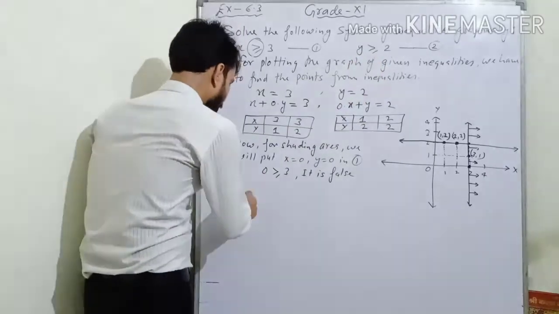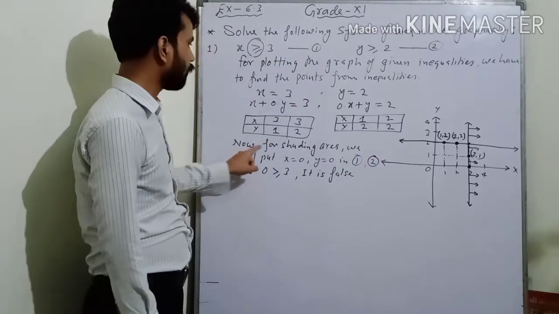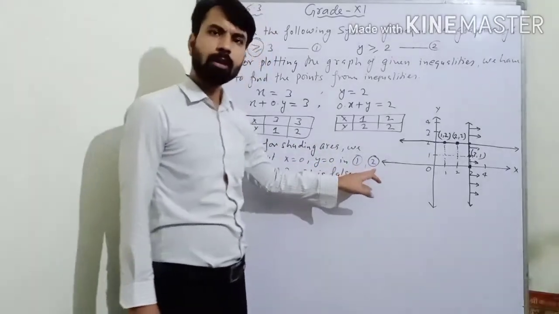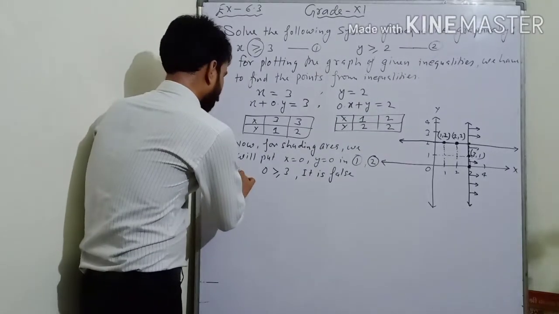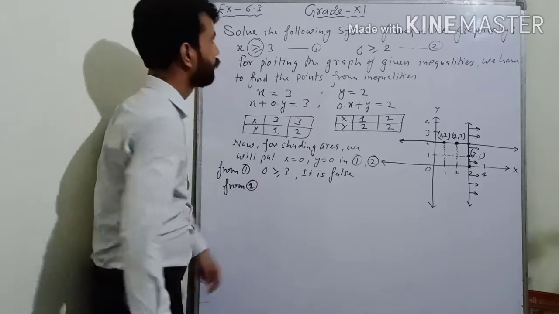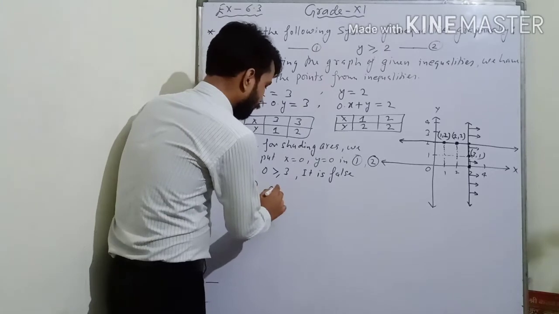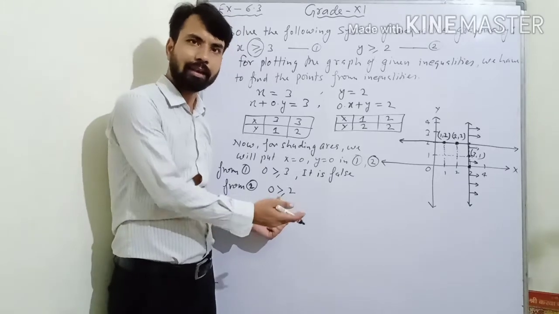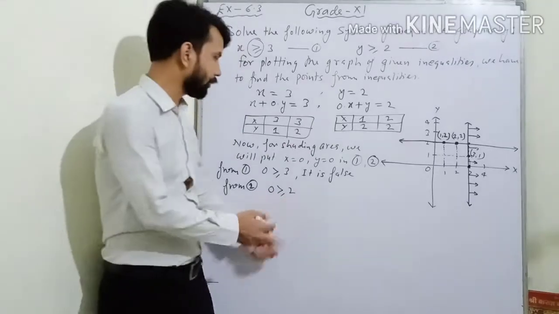Good. So in inequality number 1 and inequality number 2 I have written here. Now for the shaded area we will put x equal to 0, y equal to 0 in inequality number 1 and inequality number 2. Here x is missing, so we will have to put y as 0. So 0 is greater than or equal to 2. This condition is also false because 0 is not greater than 2. 0 is smaller than 2, na? So here 0 is greater than or equal to 2. So this condition is false.